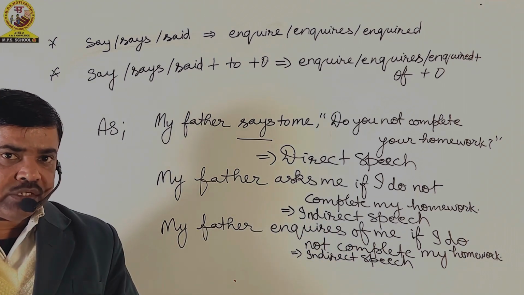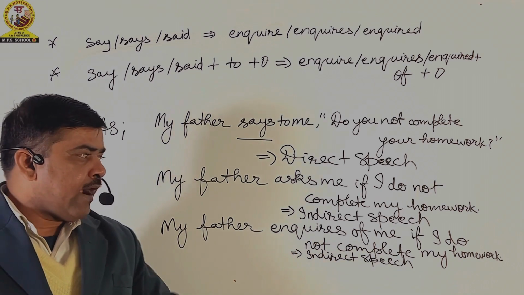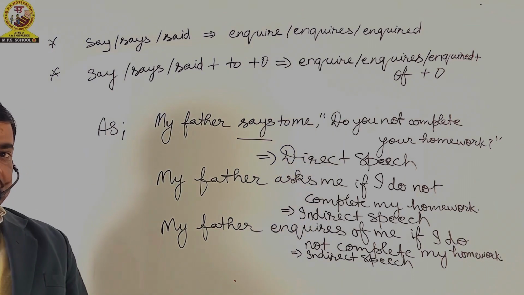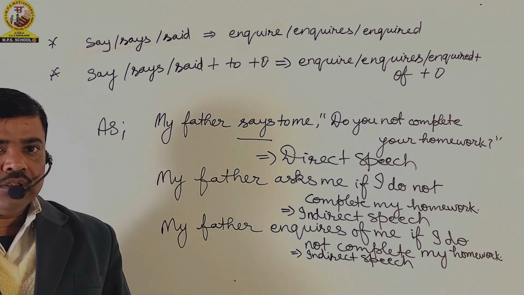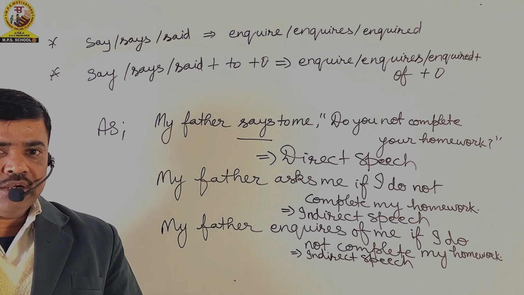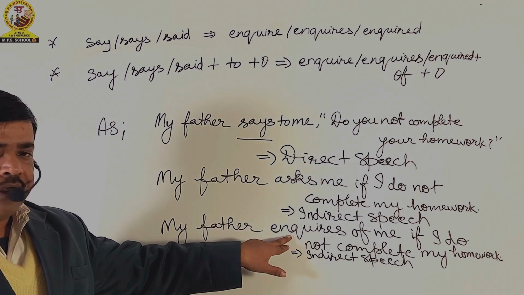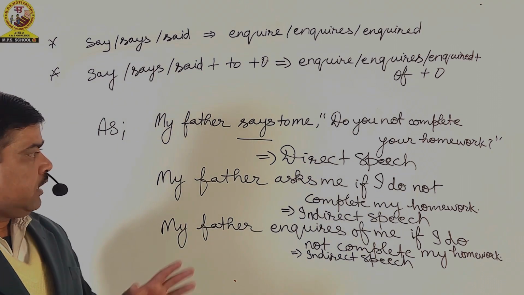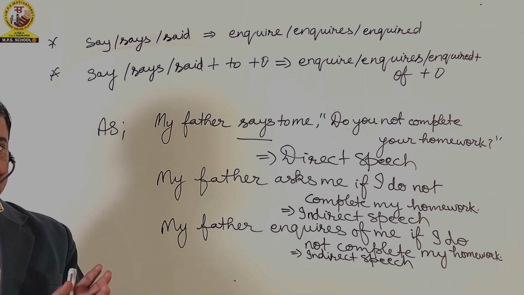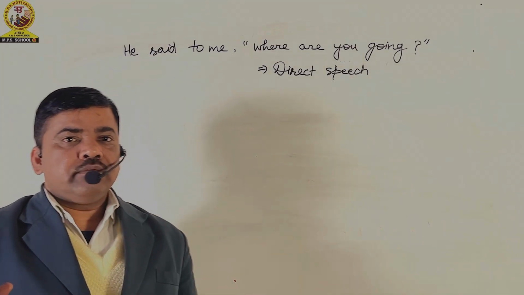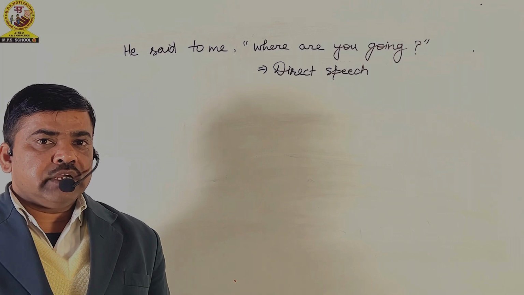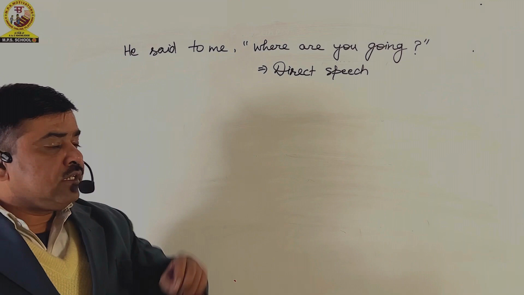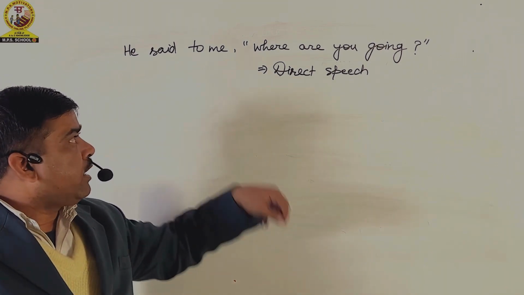I would like to repeat the sentence. My father inquires of me if I do not complete my homework. If in place of says there is a verb said, we will use inquired in place of inquires. That we will see in some other examples. Take its screenshot. Friends, I have taken the second example of direct speech. The sentence is, he said to me, where are you going?